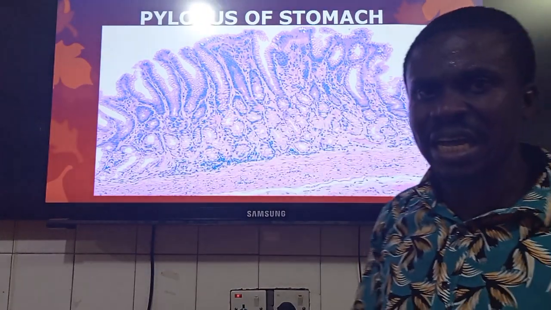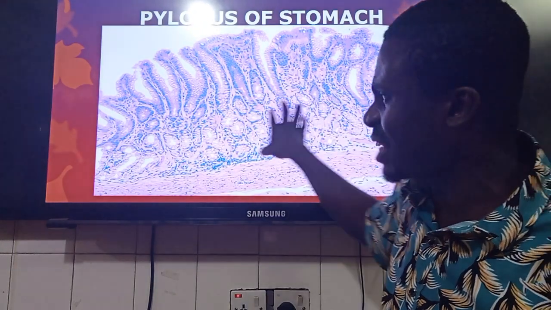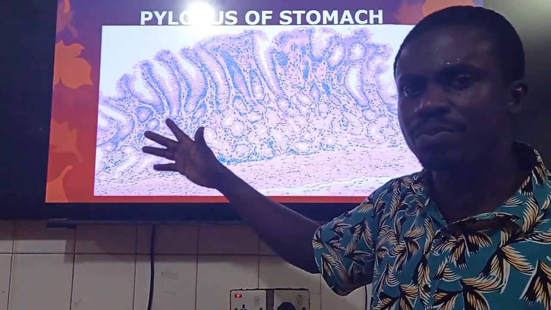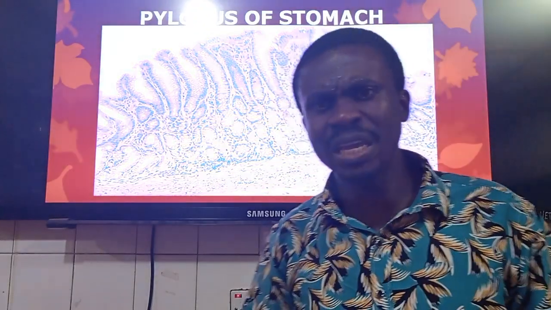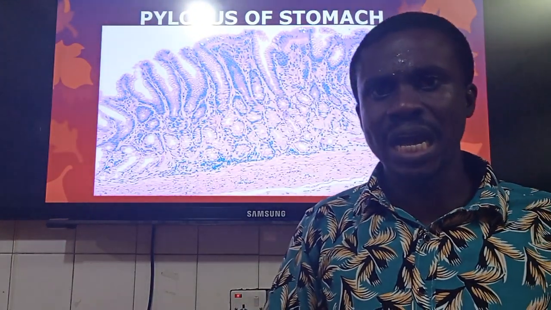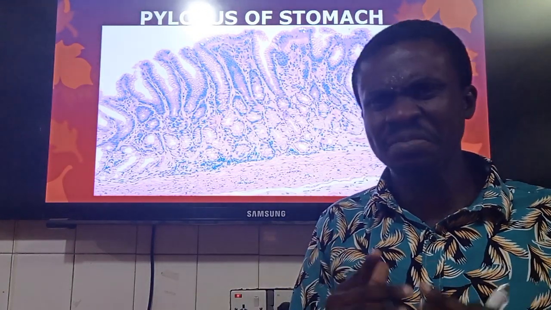Now, this is actually what we call the pylorus. In the case of the pylorus, mainly in the glands over there, there will be that kind of mucous secretion cells. And then you may also be seeing some isolated chief cells over there. Rarely will I see parietal cells.